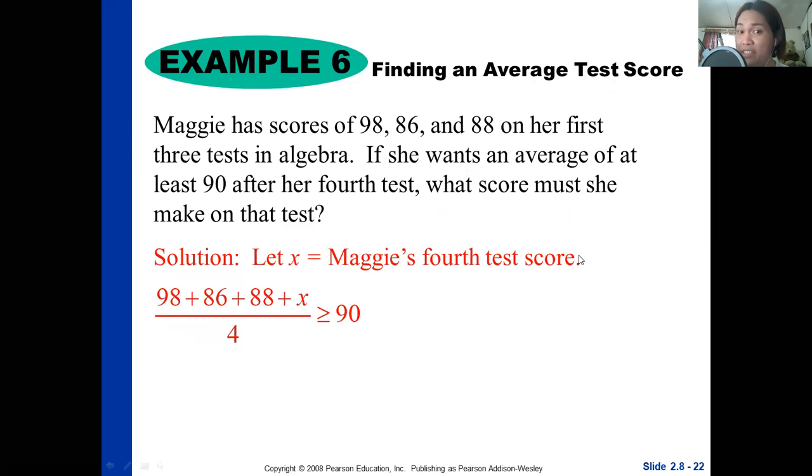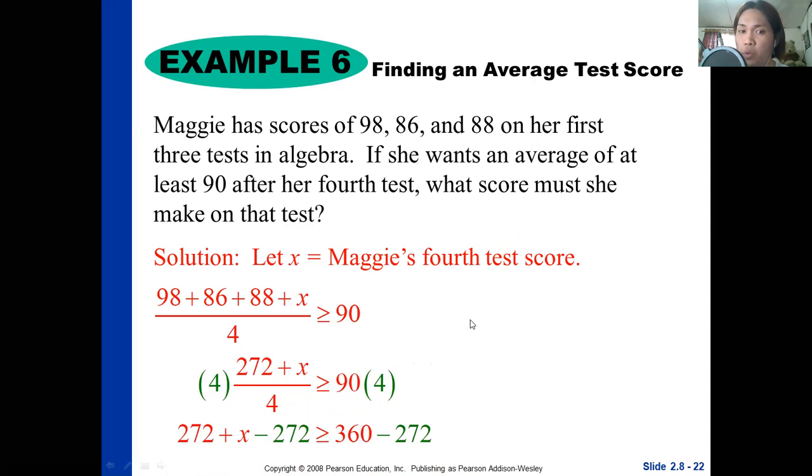The solution: let x be Maggie's fourth test score. So we have 98 plus 86 plus 88 plus x, all over 4, which is greater than or equal to 90, since Maggie wants an average of at least 90 after her fourth test. At least means greater than or equal to, based on the table. To solve, multiply both sides by 4, or you can cross multiply.